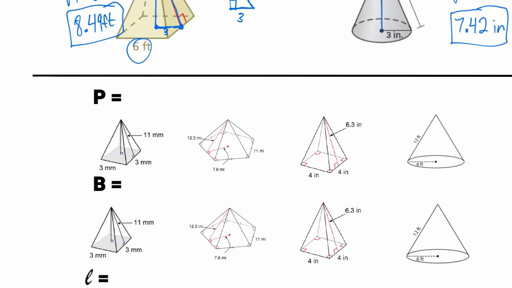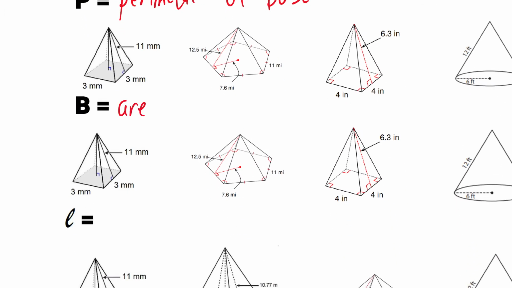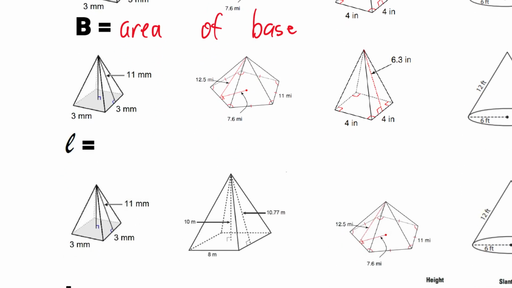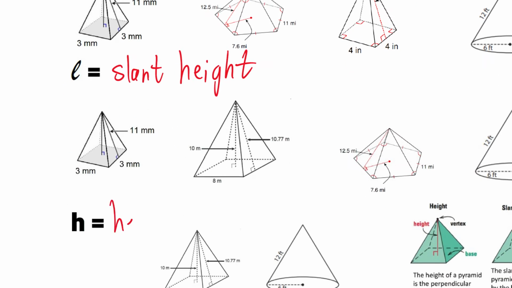Okay, so what does capital P stand for in our formulas? Perimeter of the base. What does the capital B stand for? Area of the base. What does that L stand for? The slant height, and the H stands for the height. Okay, so these two numbers, which one of these is the height? The 10 is the height. Which one's the slant height? 10.77.